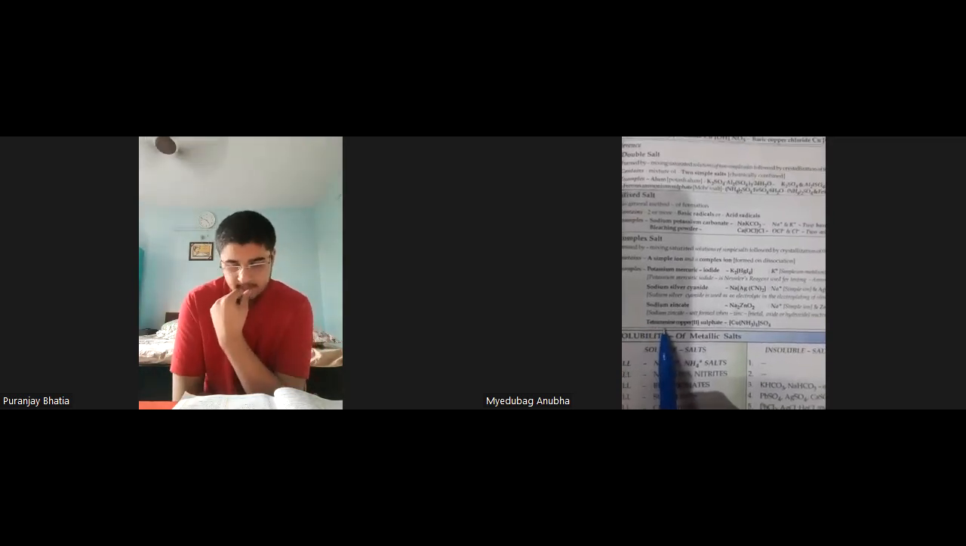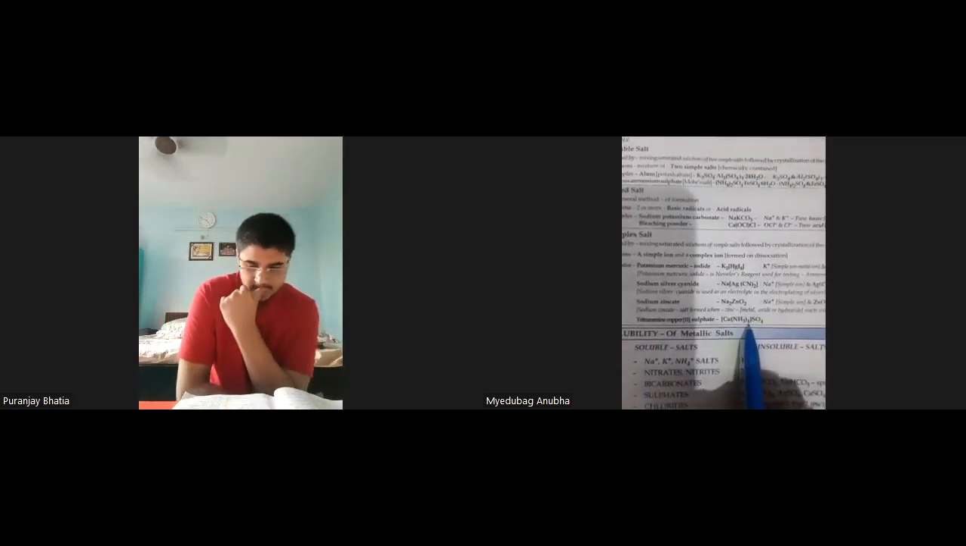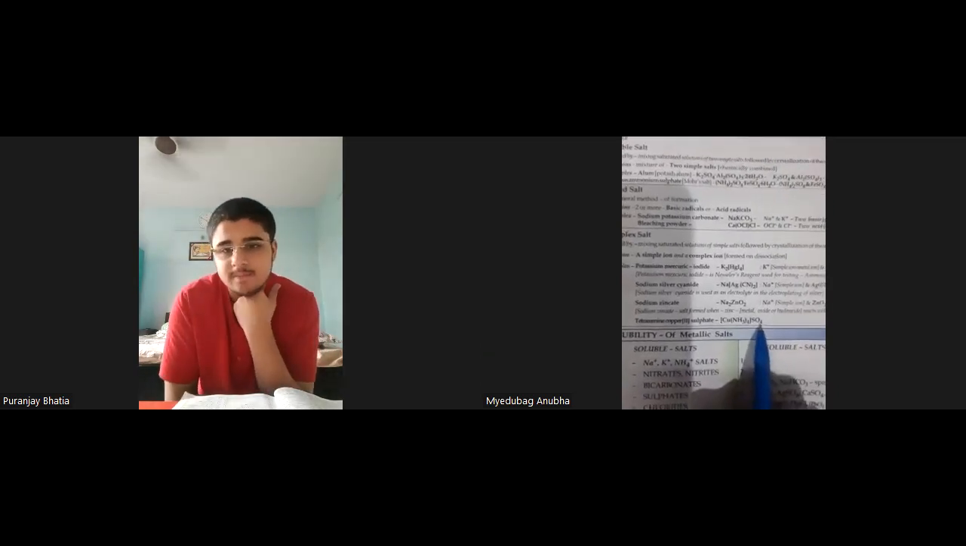Tetraamine. So tetra means four, right? Amine means ammonia. So here, as you can see, four means tetra. And what is four? It is the ammonia. So tetraamine, this is the copper, and SO4 is the sulfate.